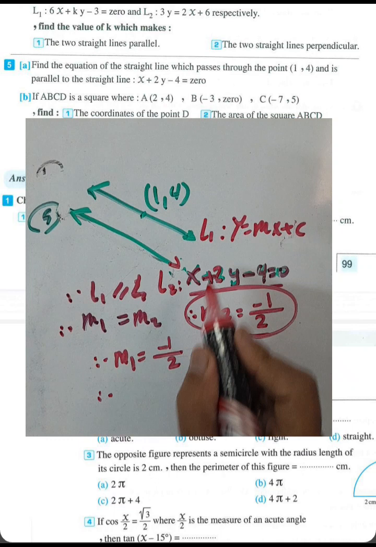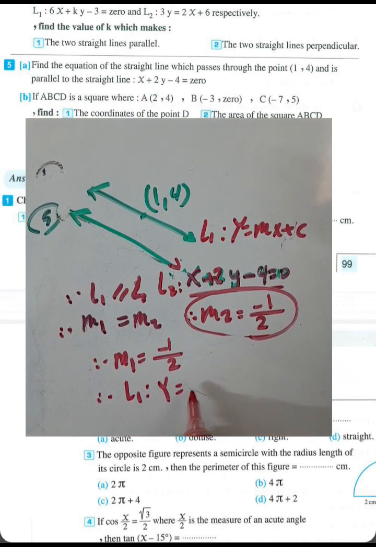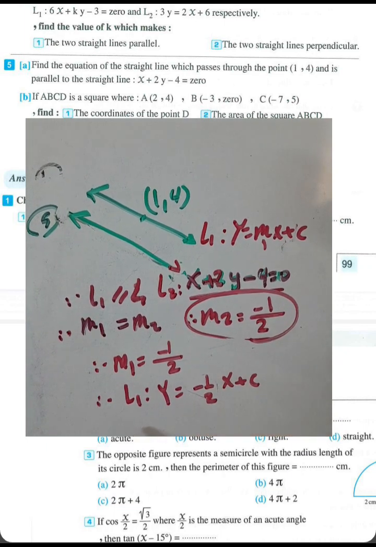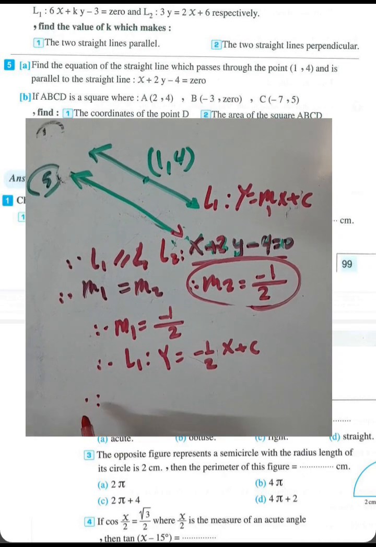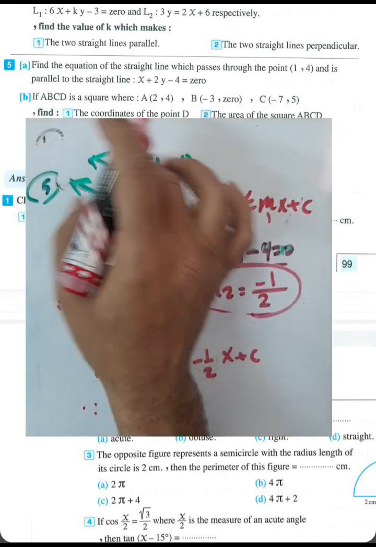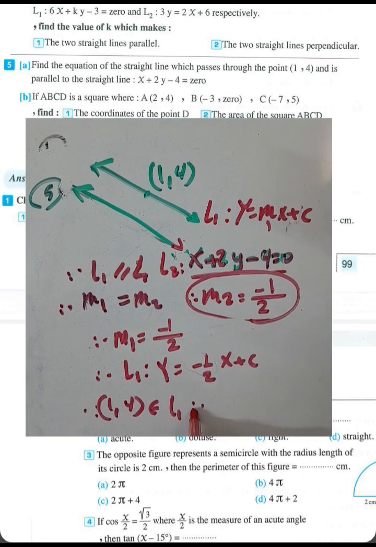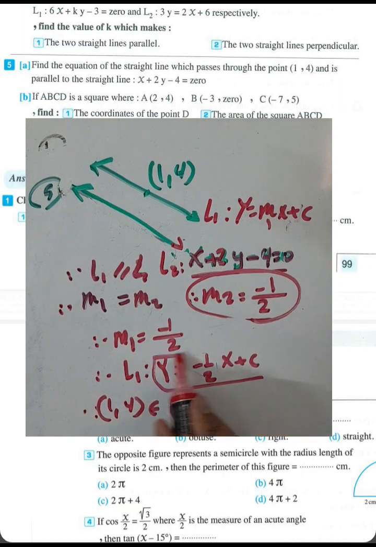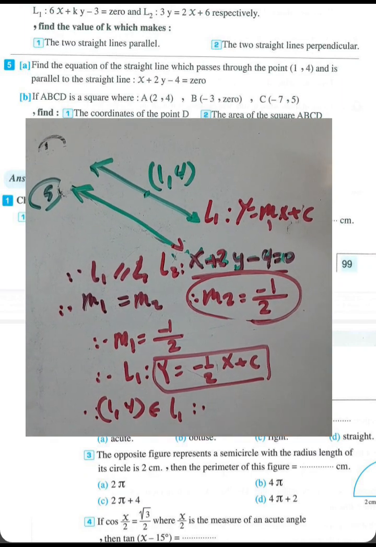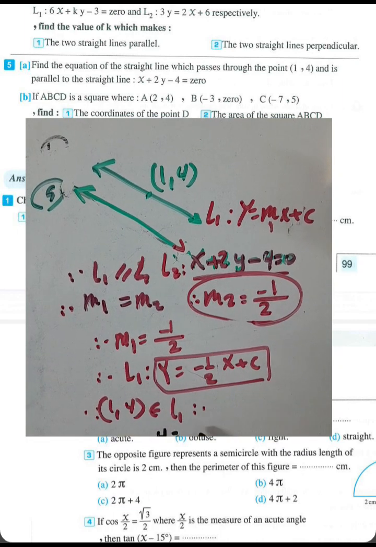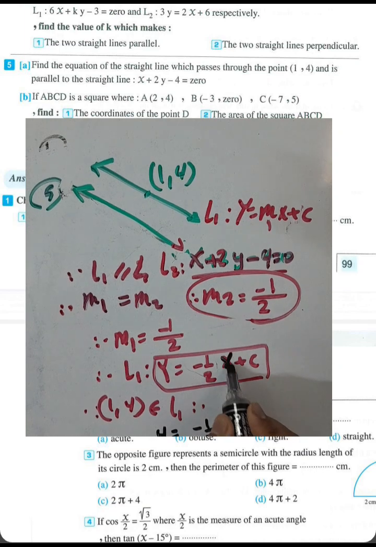Then the equation of straight line L1 is y equals m1 x plus constant. Put the slope here, negative half. The result will be negative half x plus constant. And we have the point (1, 4) passing through the straight line L1. Then this point will satisfy this equation. You can write x equals 1 and y equals 4. Here you can write 4 equals negative half multiplied by the value of x, here 1, plus constant.